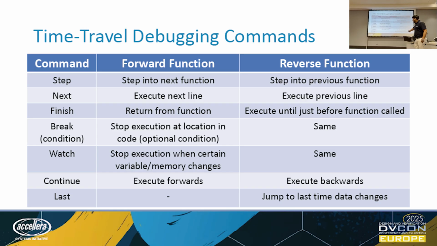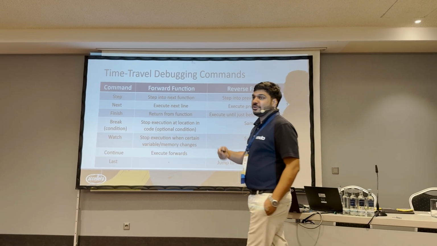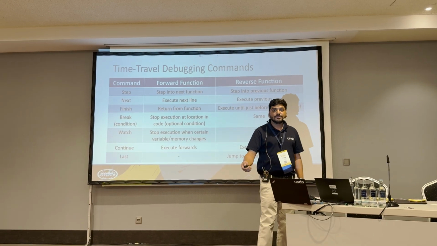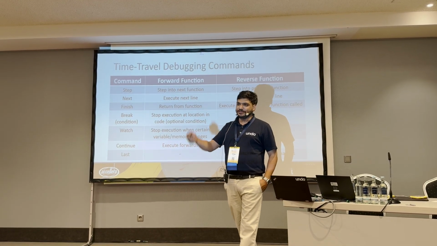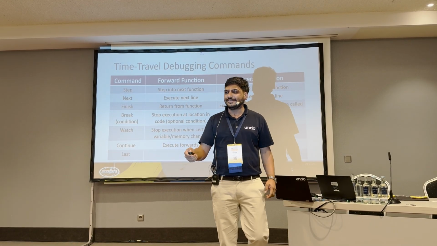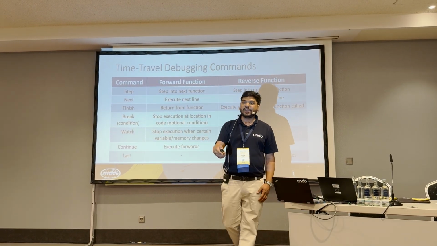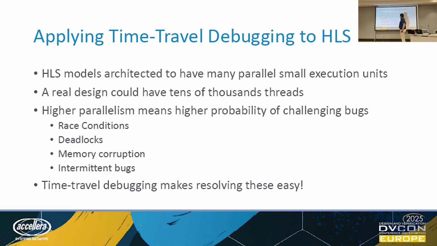And then, as I mentioned, the last command jumps to the last time a data or a variable or an address space was changed, which is actually magical. If you're doing memory corruption, the question is always, who wrote to this address space, right? And you do last, and it takes you exactly to that point where the culprit is writing to that space.